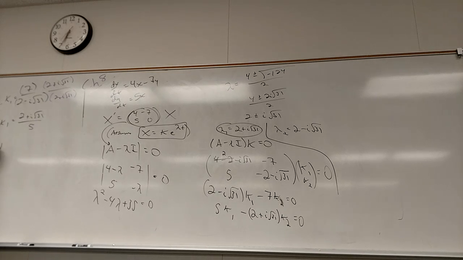Right, so that would lead to K1. I'm hoping it comes out to this. Let's see what it does. So it's 7 times 2 plus, I'm not going to do that yet because that's what's supposed to happen up there. And this is 4.